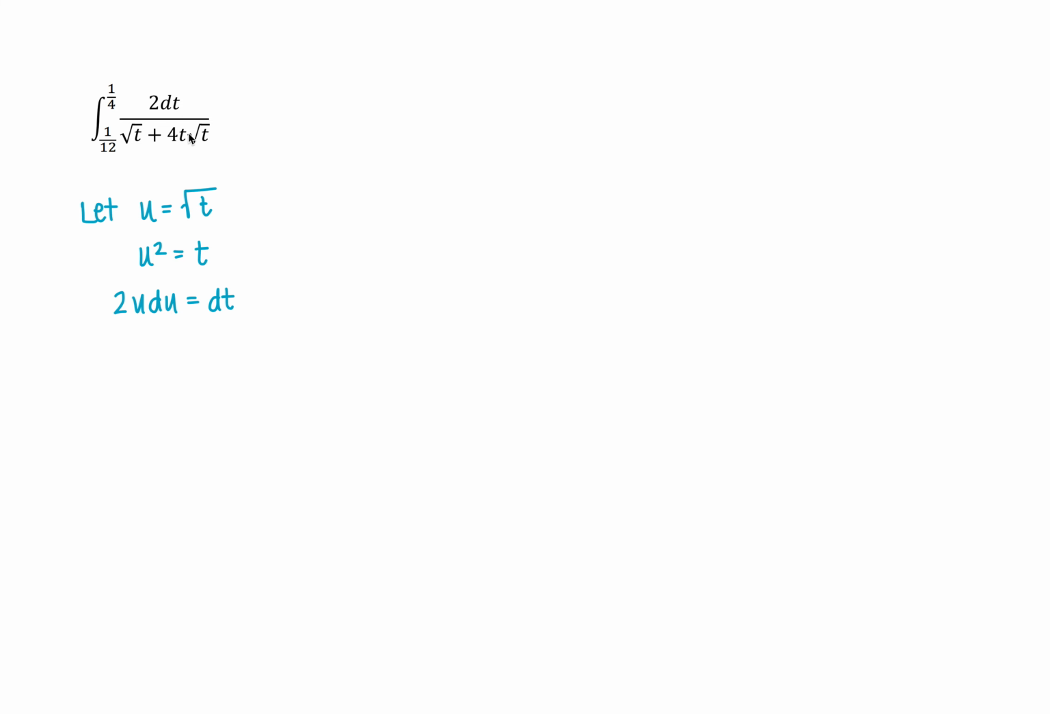So with that bit of information, I'm going to go back up here and rewrite this. Note it is going to impact my upper and lower bounds here. Since u is equal to the square root of t, the square root of 1/4 is 1/2. And the square root of 1/12 is 1 over 2 times the square root of 3. So that's taken care of. Now let's go ahead and deal with everything else.